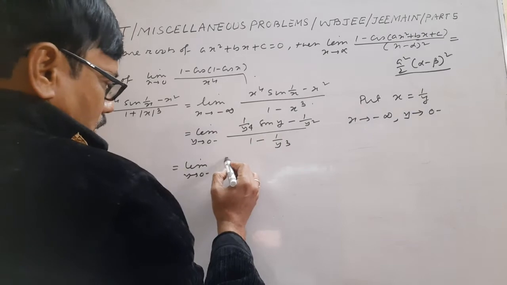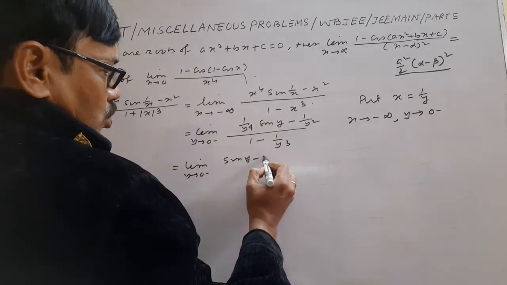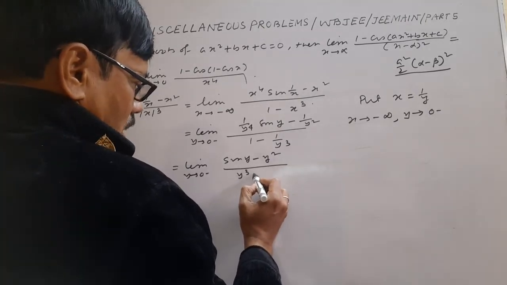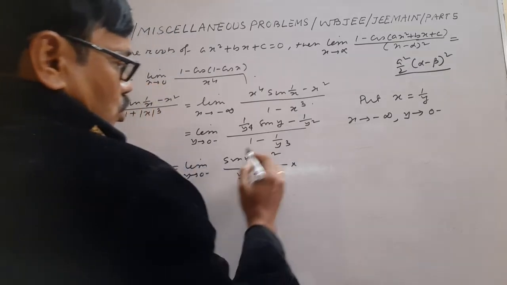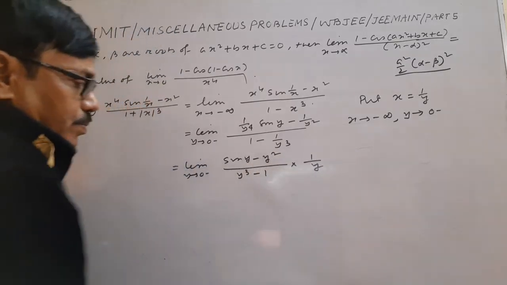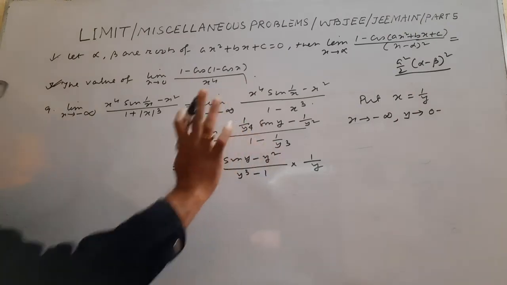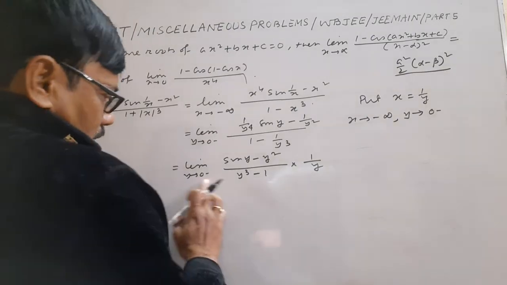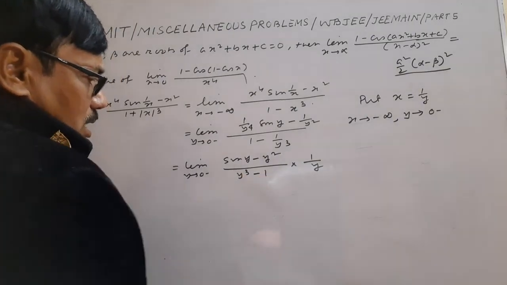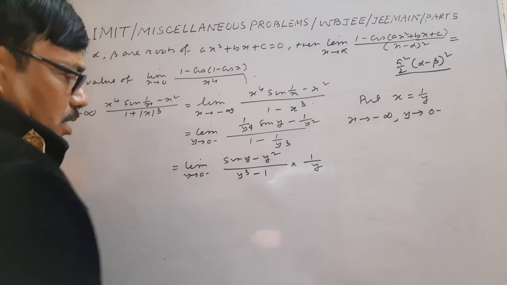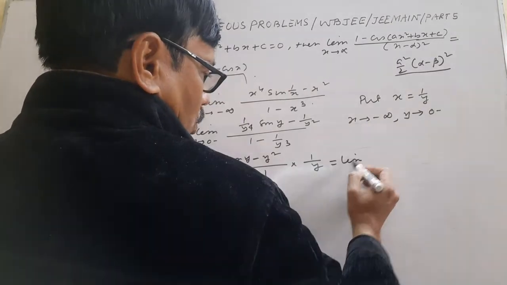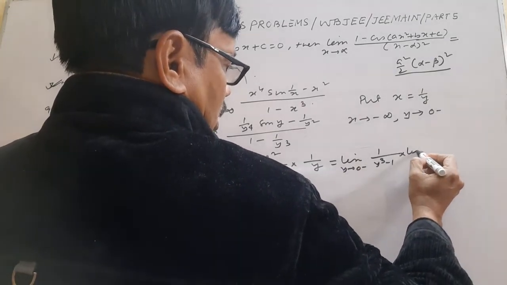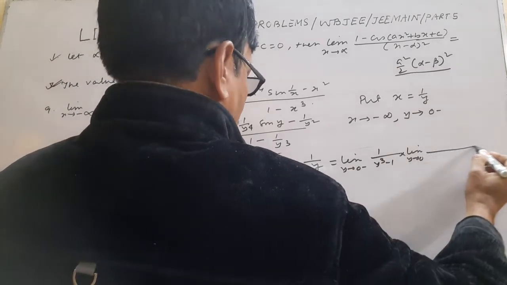So this is (sin y − y²)/(y³ − 1) into 1/y into 1/y⁴, this. Now look, as y tends to 0, y³ − 1 is defined and finite. So we write it in this form: limit y tends to 0 of 1/(y³ − 1) into limit y tends to 0.